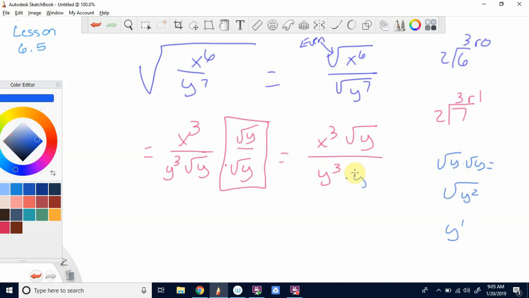Right? So times y to the first. So we get x cubed square root of y over y to the fourth. And now remember, this isn't a radical. This is not. They cannot reduce or simplify or cancel out.